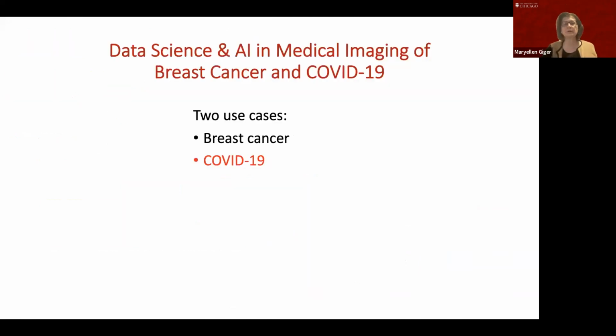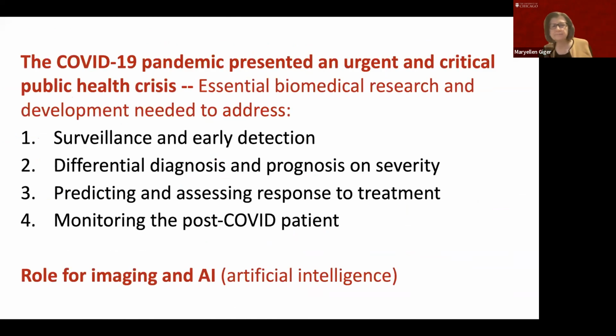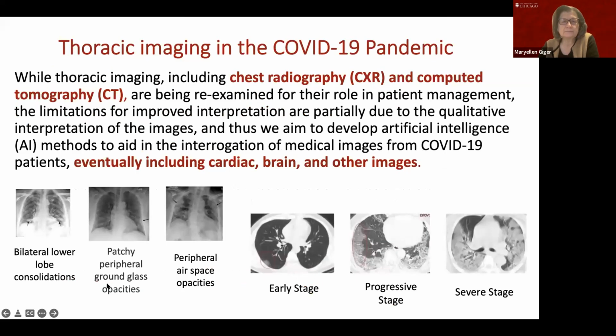So now let's move to COVID. The COVID pandemic presented an urgent and critical public health crisis, and we wanted to address various needs: surveillance, differential diagnosis, prognosis, assessing response, and monitoring the post-COVID patient. Here, there was a role for imaging and AI. We started with chest radiography and CT. We are moving towards cardiac, brain, and other images. Just a few examples of their presentations are shown here.